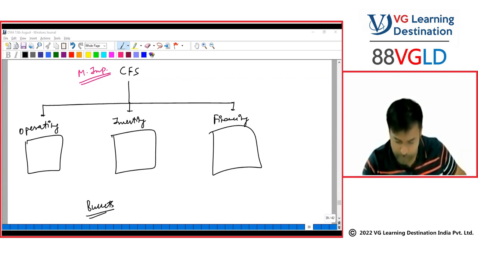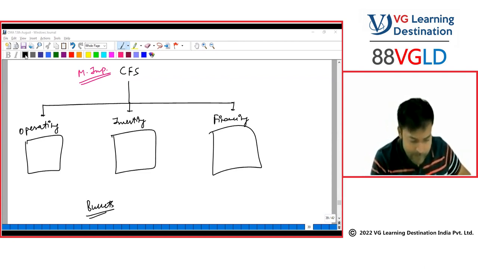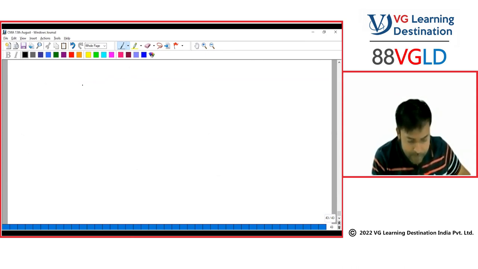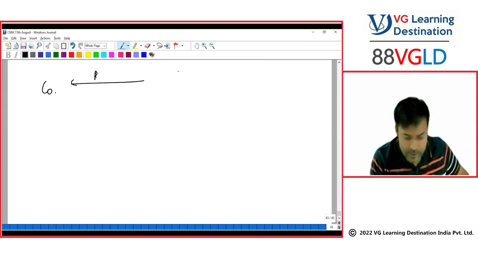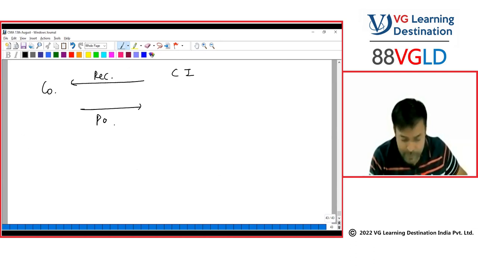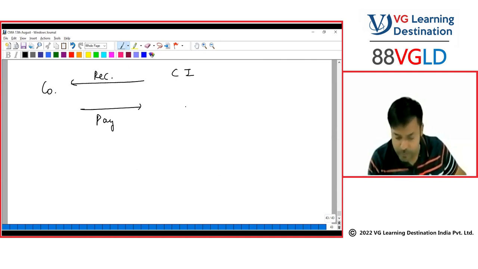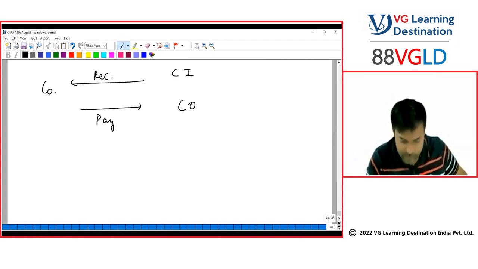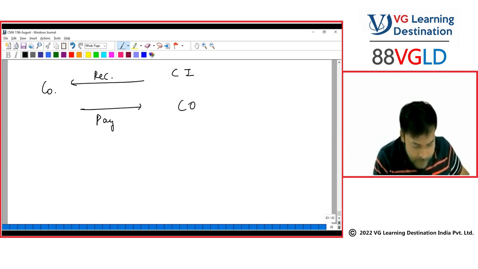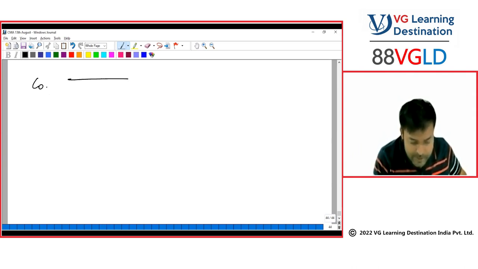Yes, no, maybe. Okay. Now, everyone, if the company is receiving any money, if you are receiving anything, this is obviously going to be cash inflow. Whenever you are making any payment, this would be cash outflow, right? Cash inflow is whatever is coming, and whatever you are paying is going to be cash outflow. Simple, easy peasy.